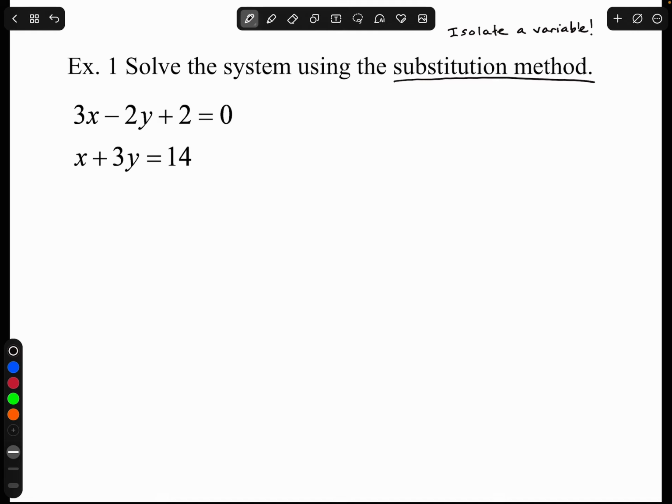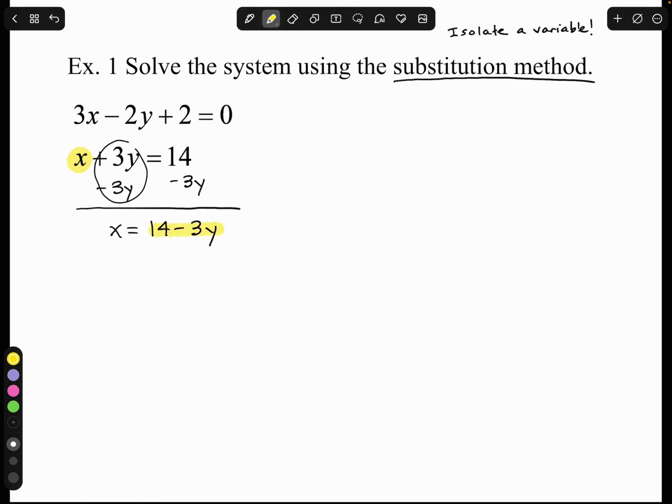Okay, so as we look at our two equations, we have 3x minus 2y plus 2 equals 0 and x plus 3y equals 14. As we're examining these, when we look at this x, this is probably going to be the easiest one to isolate and get by itself. We can take our 3y and subtract it from each side so that we now have an expression that x equals, right? So this is going to zero out. We've got x is equal to 14 minus 3y.